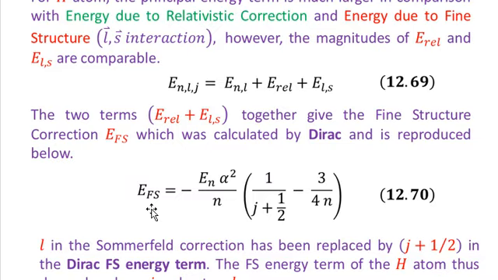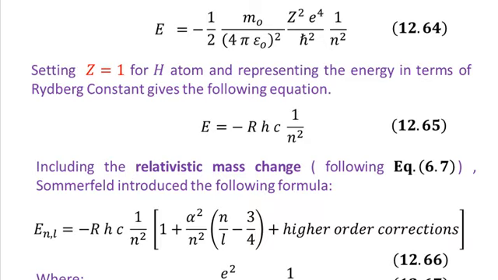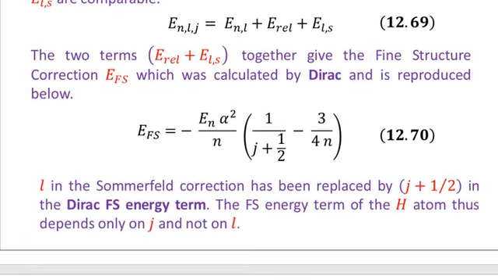So E_FS, which is the fine energy term, will now be equal to minus E_n, which is the principal energy term, multiplied by alpha squared over n, and then in the parenthesis we have 1 over j plus half, minus 3 over 4n, where j is the total quantum number of the atom and n is the principal quantum number, alpha is the Sommerfeld fine structure constant, and again n is the principal quantum number and E_n is the principal energy term, which I have discussed in the initial two equations, that is the energy terms that will arise in equation number 64 or in equation number 65.